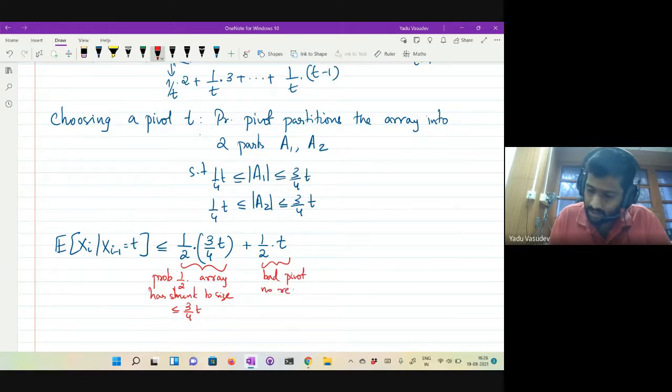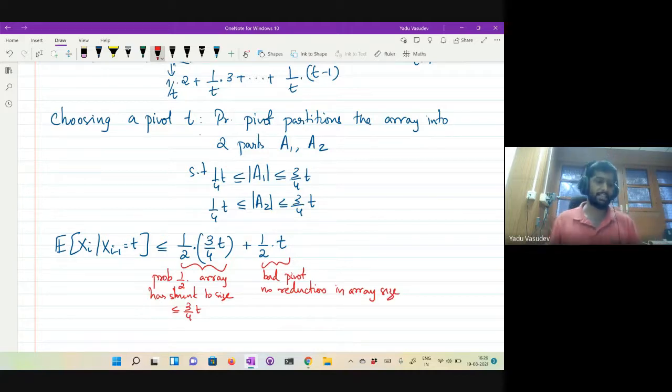No reduction in array size. Maybe it has reduced, but we can't assume anything. Right? It's not saying that there is no reduction, but just that we can't assume. It could be a worst case reduction. It might just be t minus 1, for which we have put just t there. Is this equation clear?